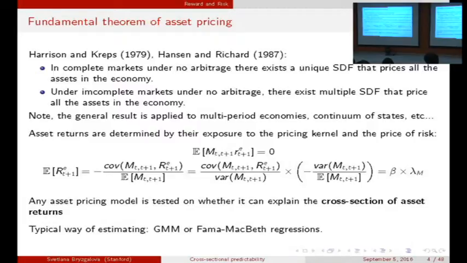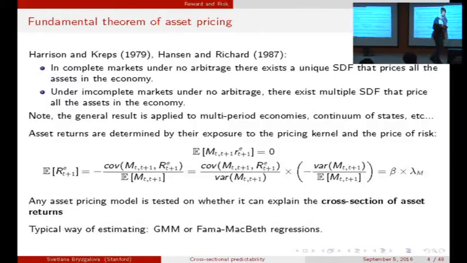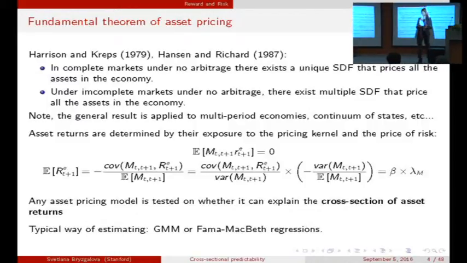A typical way to estimate this cross-sectional predictability and cross-sectional pricing impact is going to be with a generalized method of moments or with Fama-MacBeth regressions. I will talk a little bit about both of them.